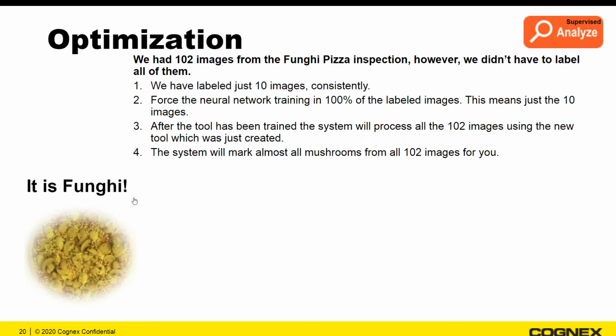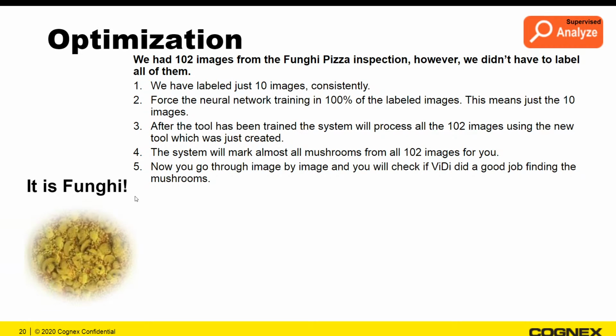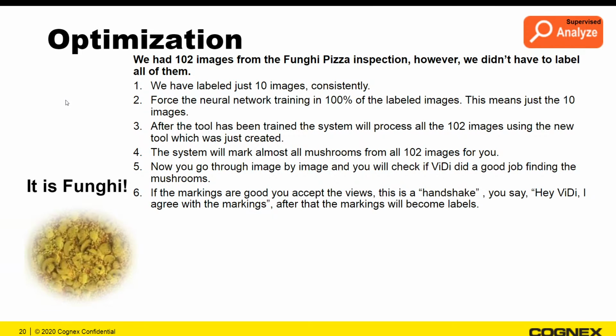Now you go through image by image and you check if VD did a good job by finding the mushrooms. If the markings are good, you accept the views. By accepting the view, it's a kind of handshake. You say, hey, VD, I agree with the markings. So if the markings are perfect, you agree. If something is missing, you can use the erase and you can fix. And if something is even missing, you can also add some new mushrooms.